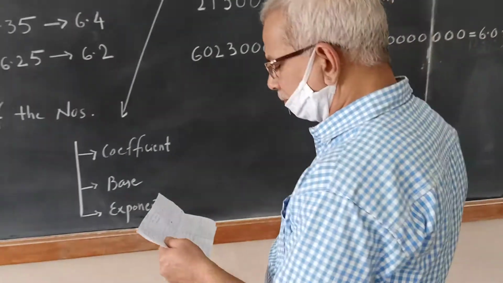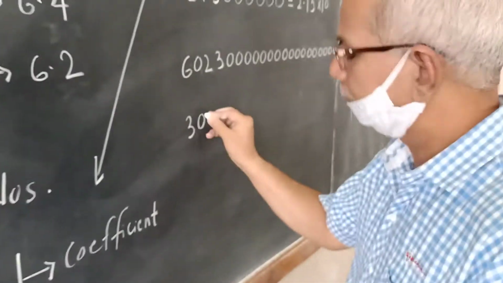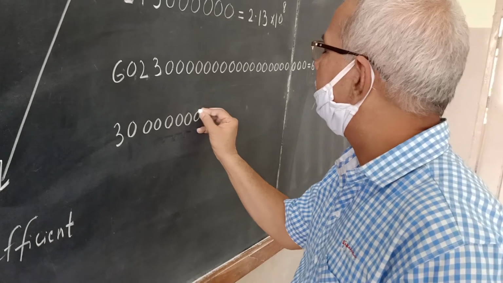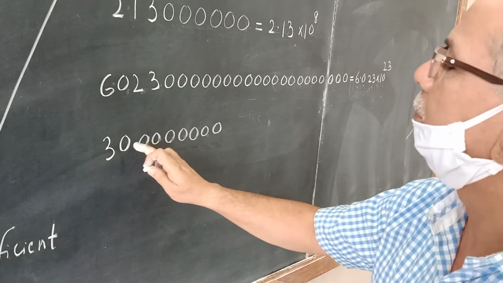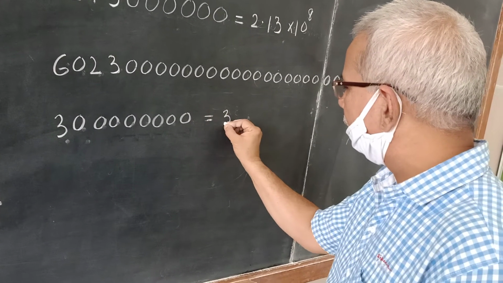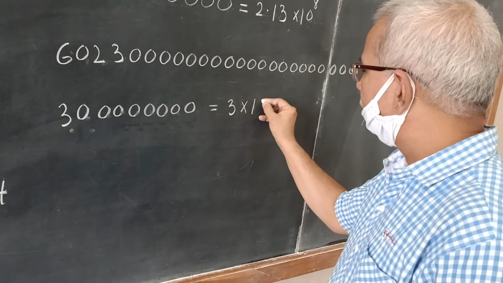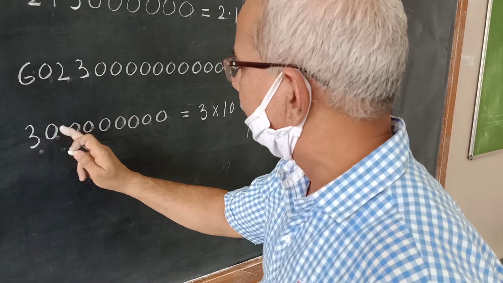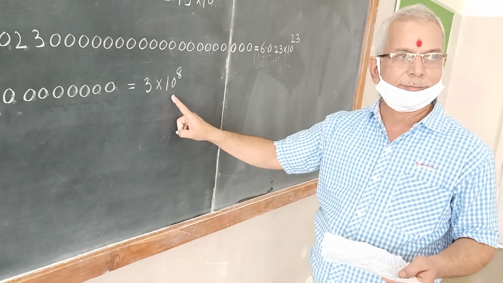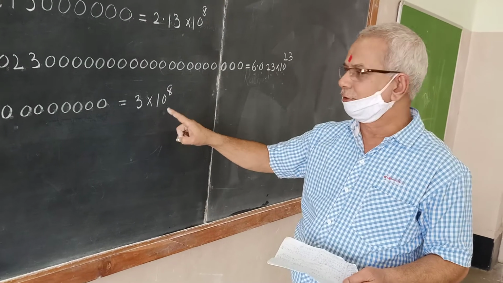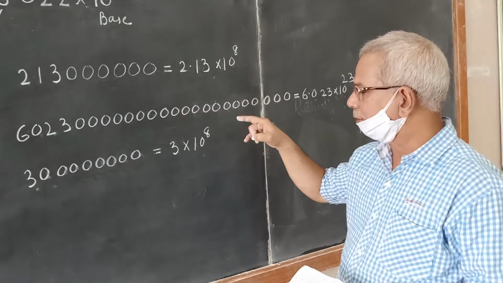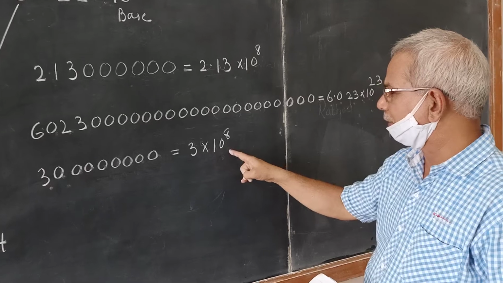One more example. 30 crores, 3 followed by 7 zeros. How is it written? It is written as 3 into 10 to the power 8. This is also an important number. This is the speed of light, 3 into 10 to the power of 8 meters per second. So this is the way we represent this number in scientific notation.